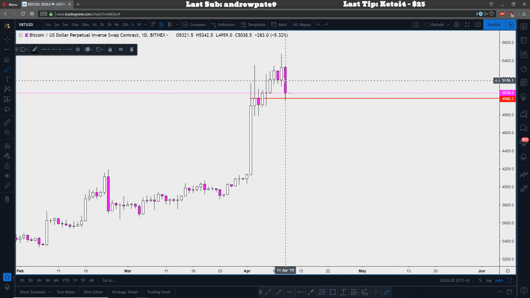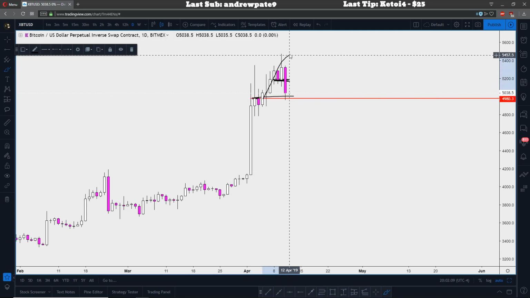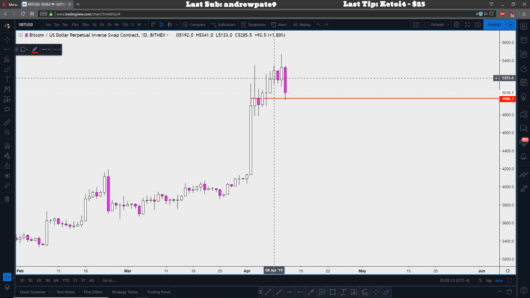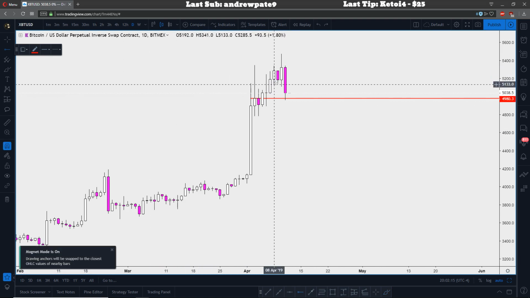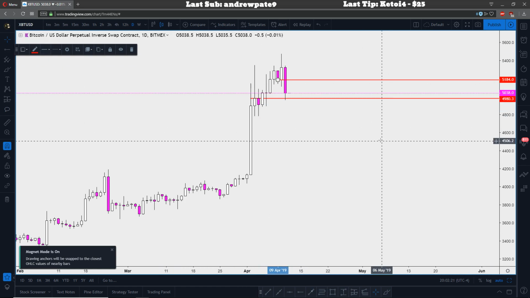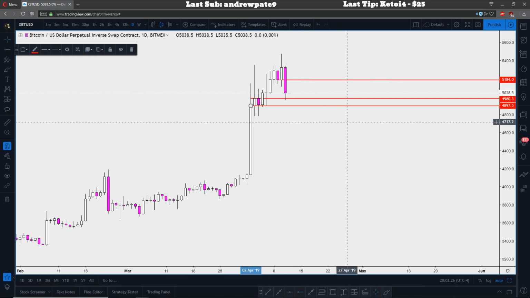But yeah, keep an eye on that low right there before that impulse, and keep an eye on this high before that impulse. If I had to give you exact numbers, let me grab my magnet mode. 5184 and 4980. And if this 4980 is broken, look for the low there.